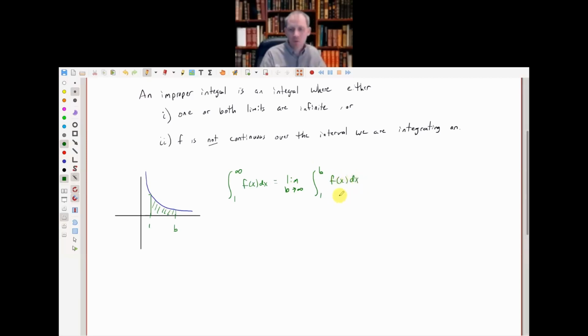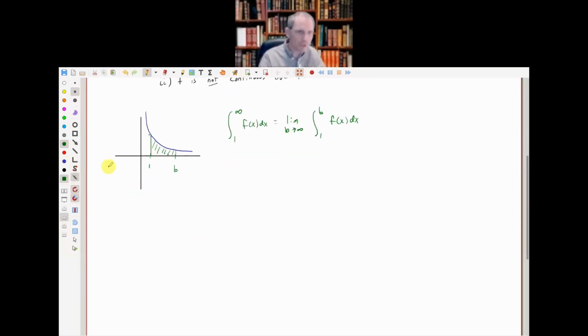Because when I integrate from 1 to b, I have a regular finite integral. Everything works fine, and I can do that integral. Then I'm left with something that is a number that depends on b, or essentially a function of b. And then I can take a limit of a function, and that's not a problem. So that's the idea behind improper integrals: we turn it into a proper integral and take a limit as that piece goes off to infinity. Okay, so let's look at how that works.